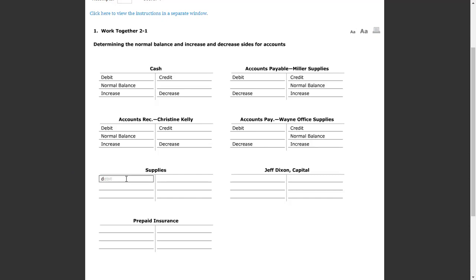Supplies, left side's always called debit, right side's always called credit. Kendall, what kind of an account is supplies? Asset. Side of the accounting equation it's on? Normal balance, which is also called? Yes.